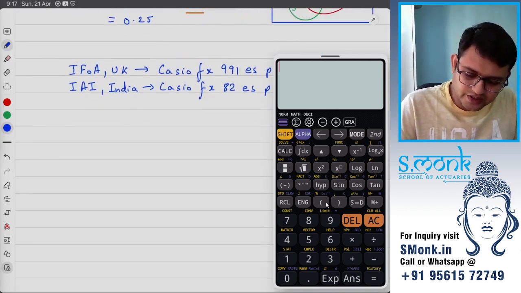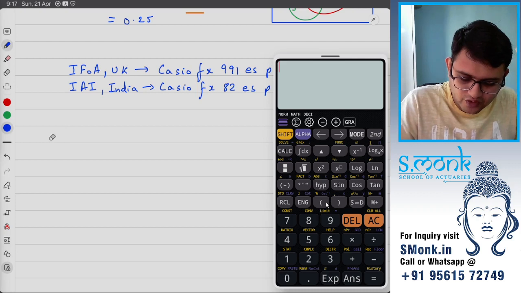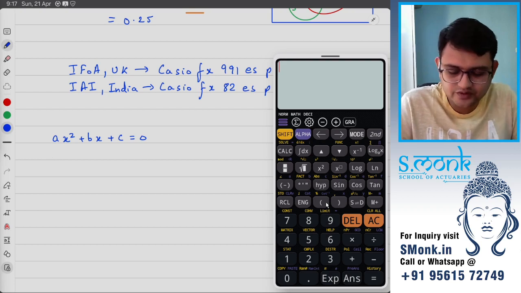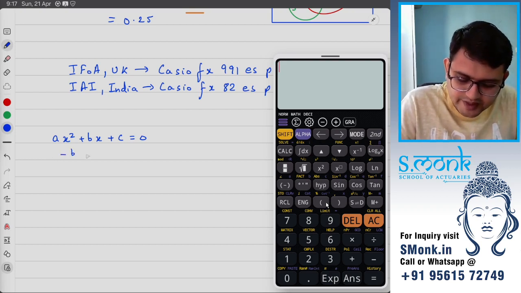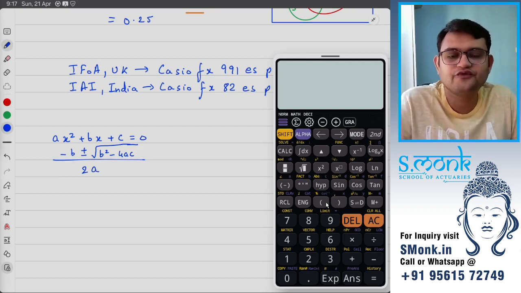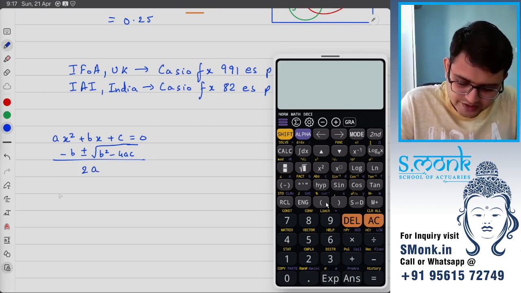I'll just write down a simple equation. When we talk about a quadratic equation, let's say ax square plus bx plus c is equals to 0. In a quadratic equation, we say minus b plus minus under root b square minus 4ac upon 2a. This is the solution for this equation. Now let's take an example.